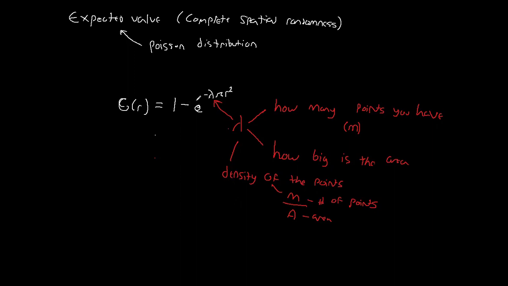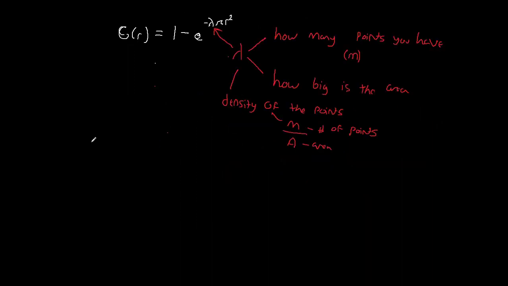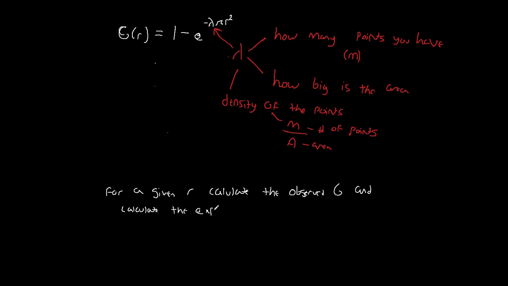So how does this help us? What this allows us to do is, for a given r, calculate the observed g. I'm going to use g here because that's the name we've given our equation. Calculate the observed g and calculate the expected g.